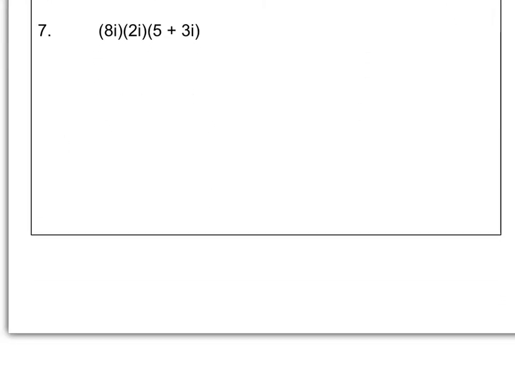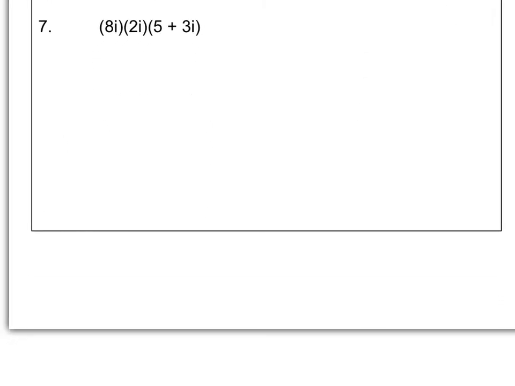Problem number 7. Okay? Problem number 7, a little bit different. We've got 3 sets of parentheses now. So what I'm going to do is I'm just going to take these first two sets of parentheses and I'm going to multiply them together. Monomial times monomial. 8 times 2 is 16. i times i is i squared. And I have that times 5 plus 3i. Okay? Now, remember, i squared is negative 1.